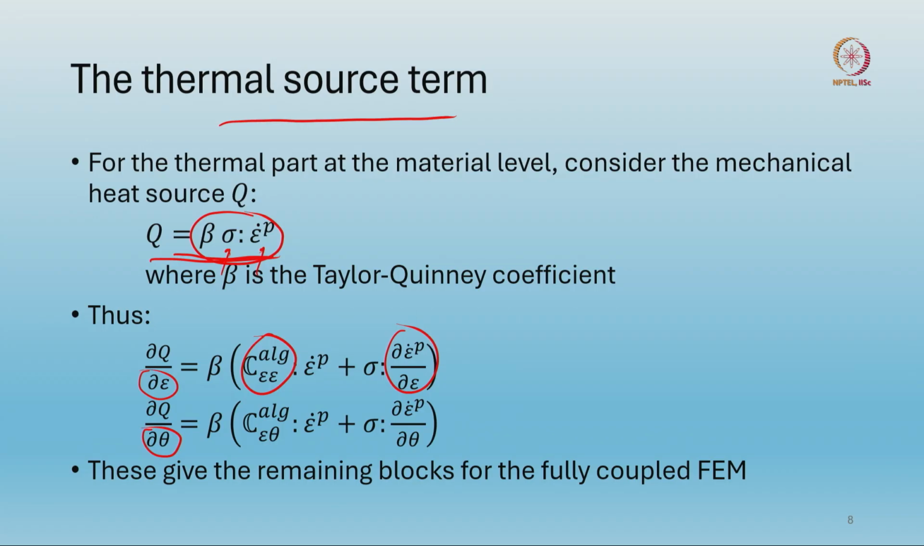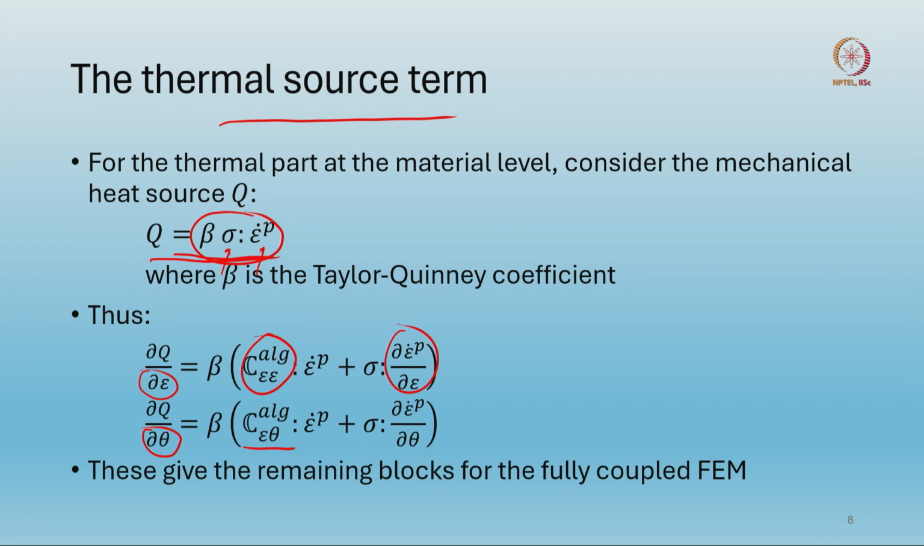Similarly, del q by del theta can be found. Basically del q by del theta becomes this del sigma by del theta, which is from our original expression for d sigma, you recall, C, the coupled material tangent, inner product with epsilon p dot, plus sigma inner product with del epsilon p dot by del theta, again by chain rule. So, if we get these two terms, then we get all the different blocks of my K matrix.